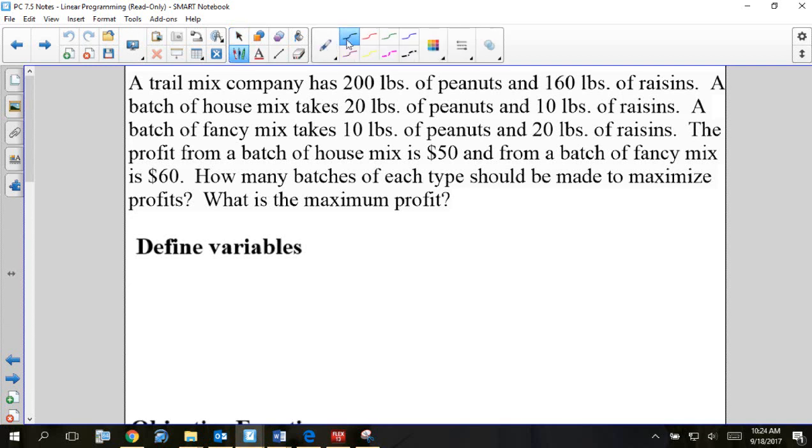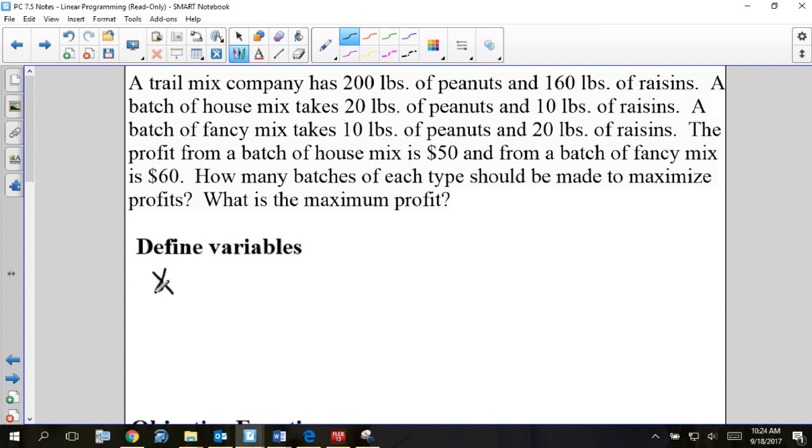To find what your variables are, you look up here and ask yourself, what do I have to solve for? If I have my final answer, what do I have to find? Batches of each and the maximum profit. We have to find our profit. So there's batches of each. That's going to be 2 variables because there's 2 things.